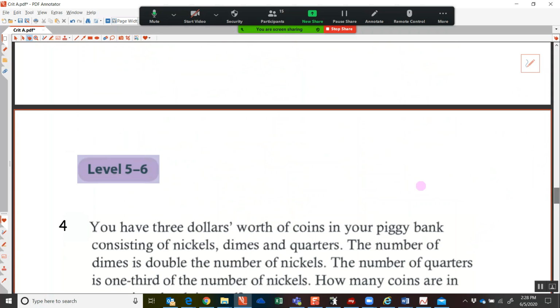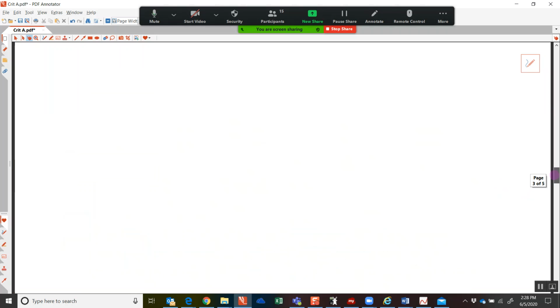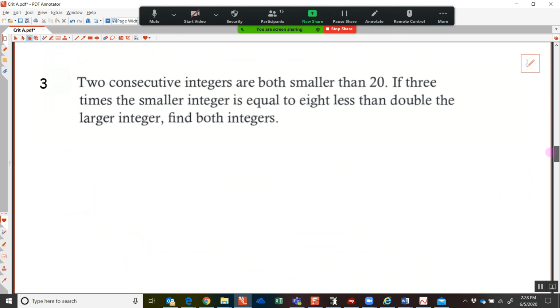Right, guys, let's have a look. Is this the next one? Or have I lost it? This is the one. Okay, 2 consecutive integers more than 20. So this one, guys, you've got to come up with your 2 equations. All right. So what did you decide? Your 2 numbers, your consecutive integers. So you've got 2 numbers. What are you going to call them?